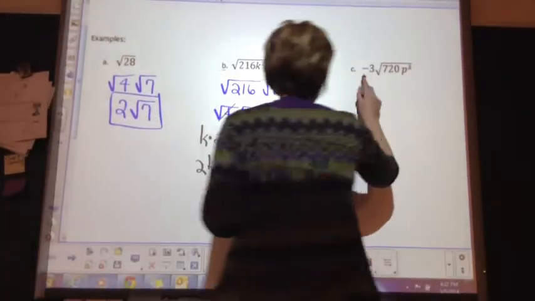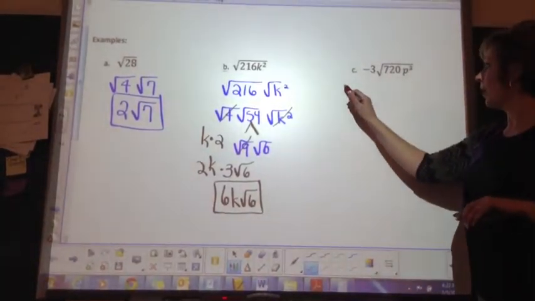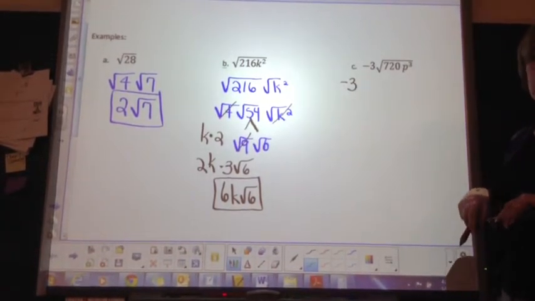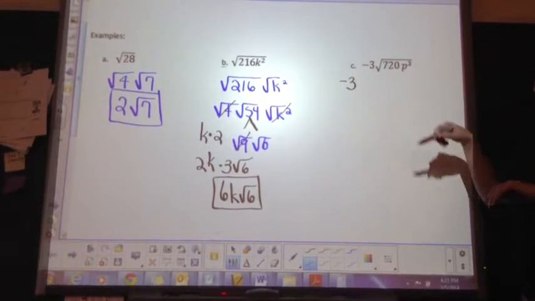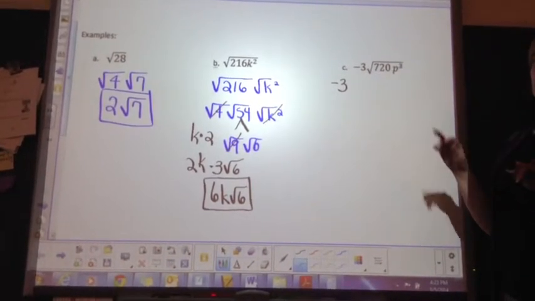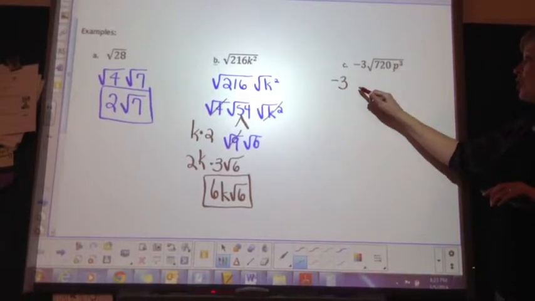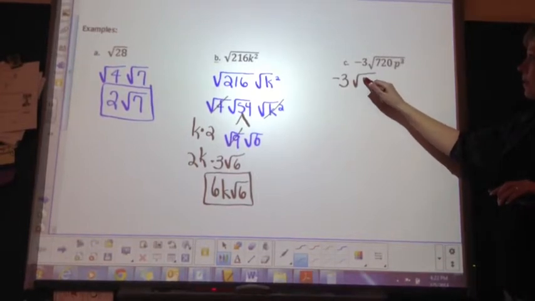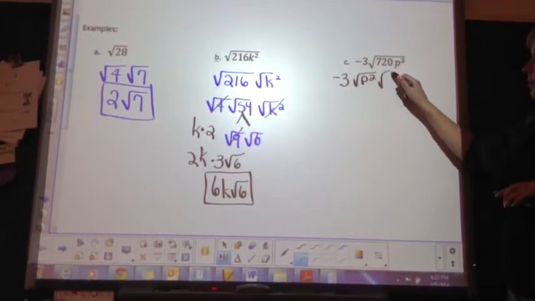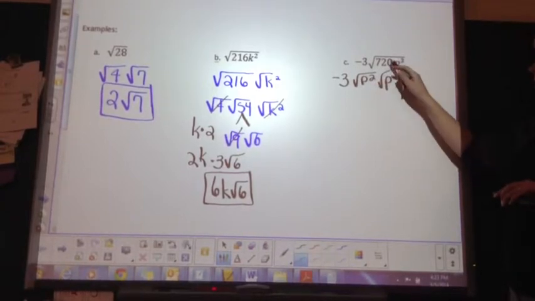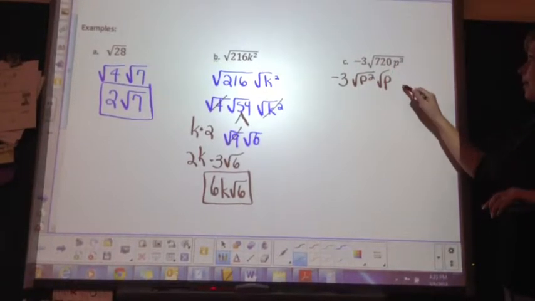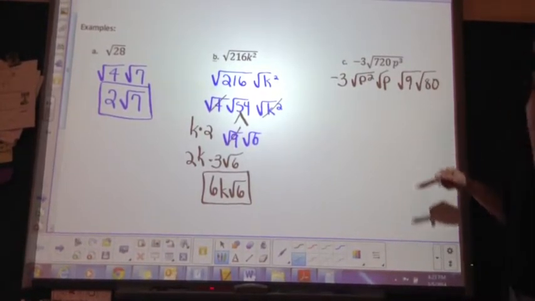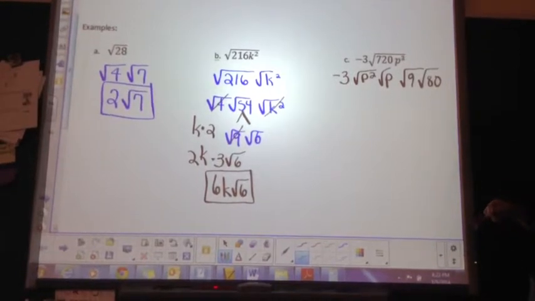Example C, I have a negative 3 on the outside, so whatever I get, my final answer is going to be multiplied by negative 3. So under the radical, I have the square root of 720 p cubed. Now, p cubed, that's the same thing as the square root of p squared times the square root of p, okay? That's my perfect square, p squared. And then 720, well, I know that that's 9 times 80. The square root of 9 times the square root of 80, okay?